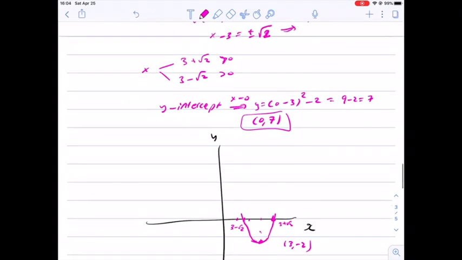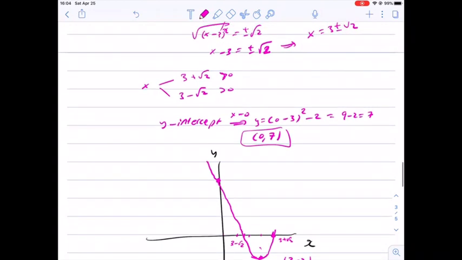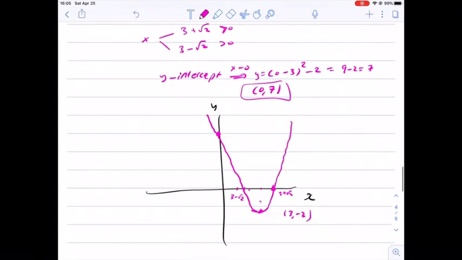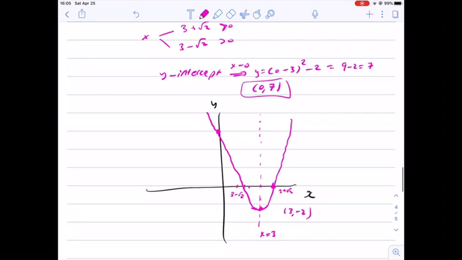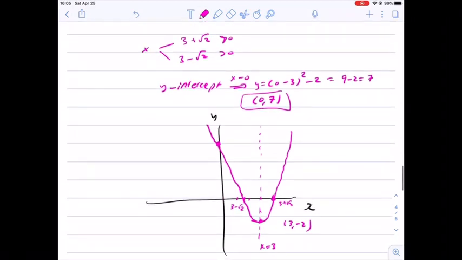And now we have y-intercept 0, 7. Let's say this point is 0, 7, this is the y-intercept, and we can extend this from here, as you can see. Now the axis of symmetry is x equals 3, and this is the graph of the function. This is just a rough graph, but it seems to include all the information that we need. We have the vertex, the axis of symmetry, the x-intercepts, and the y-intercepts.